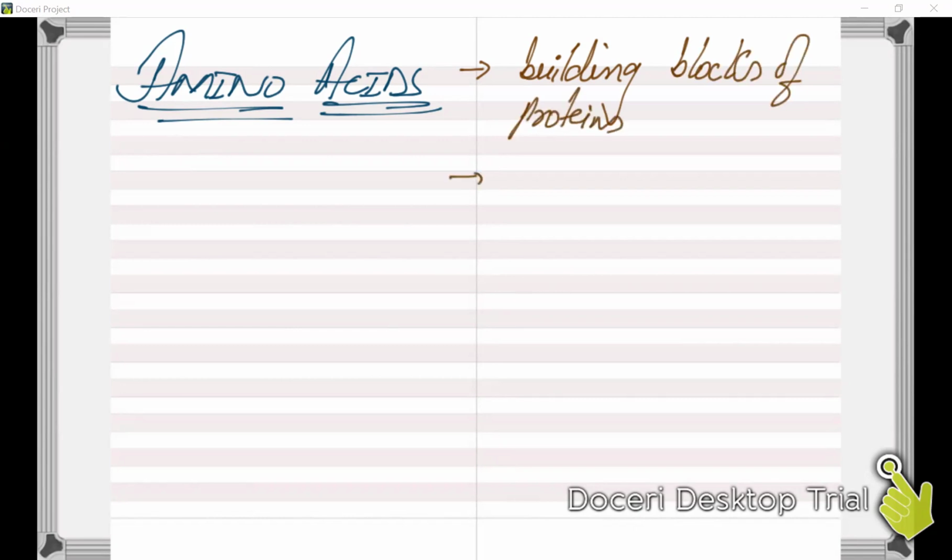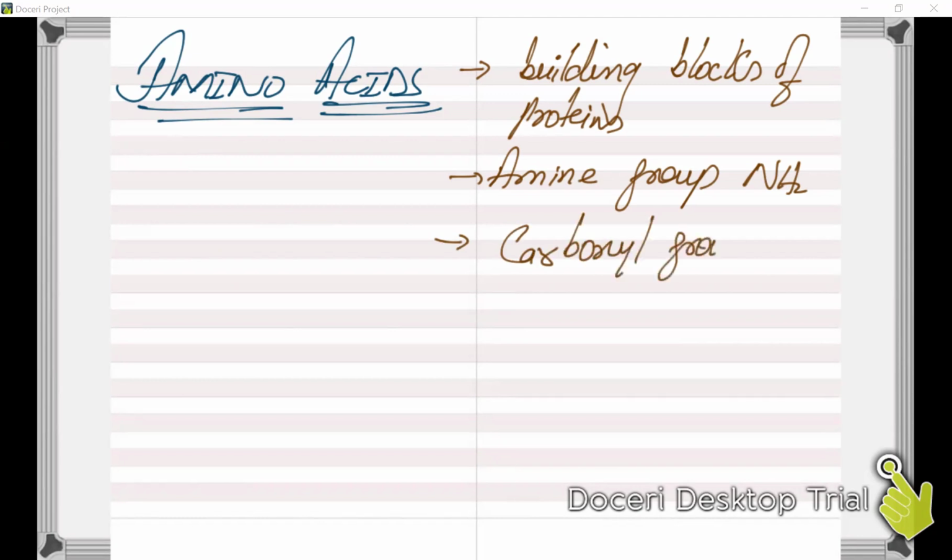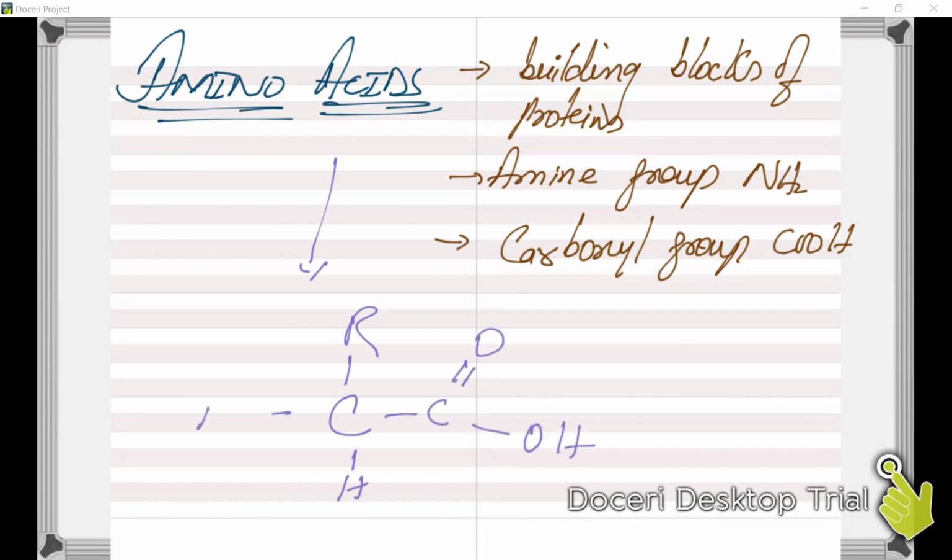And they have an amine group, and they also have a carboxyl group, COOH. If you have to see how they look, they look something like this. Alkyl radicals are attached, and on one side we can say that the carboxylic group is attached, on the other side maybe the amine group is attached. So that's how the amino acids look.